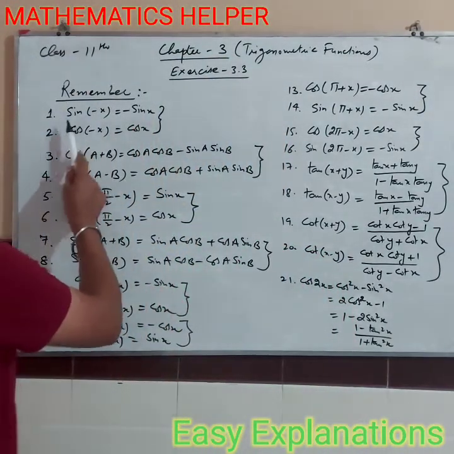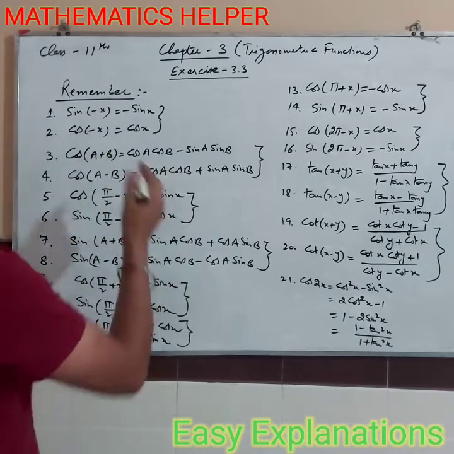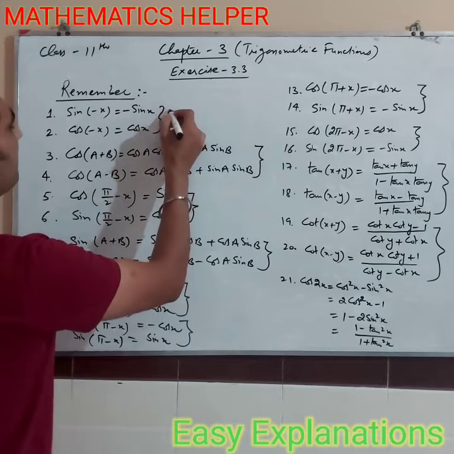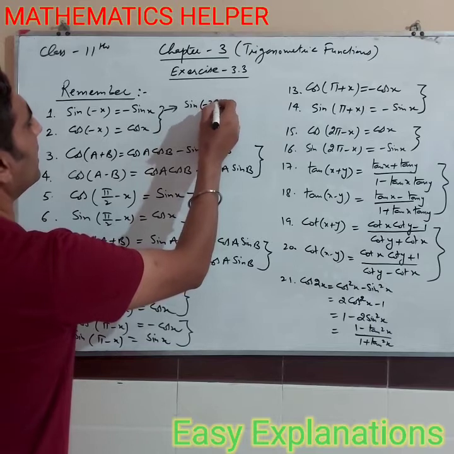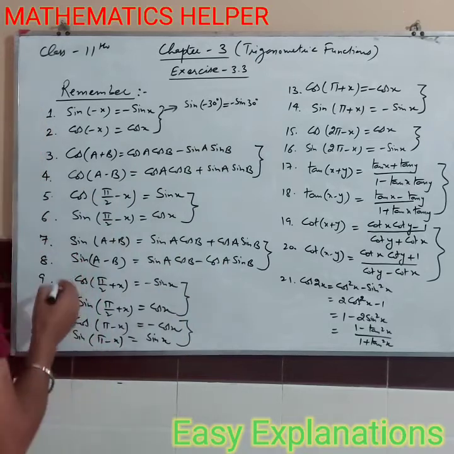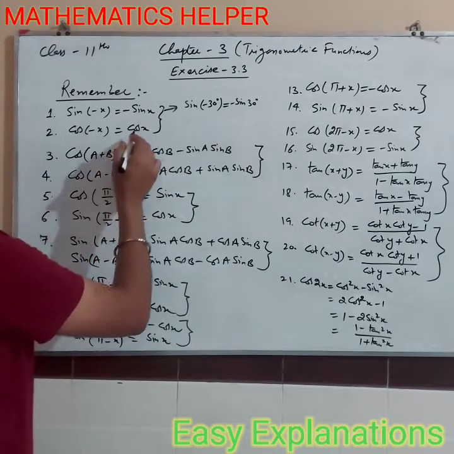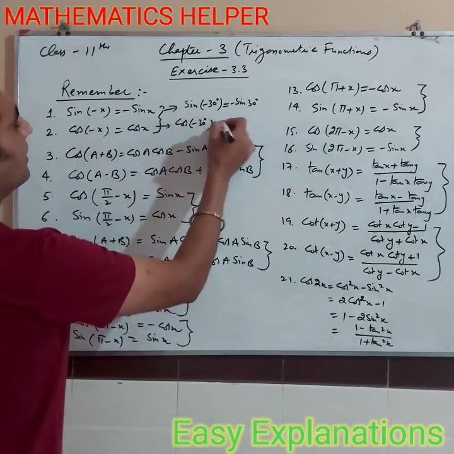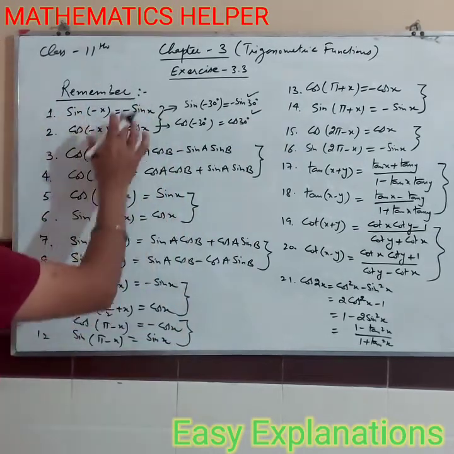First one, we have the identity sine of minus x. Remember students, sine of the negative of an angle will be the negative of sine of that angle. For example, if we have sine of minus 30 degrees, you can write it as minus sine 30 degrees. Similarly, we have another formula for cos. Cos of the negative of an angle x is cos x only. For example, if you have cos of minus 30 degrees, you can write it as cos 30 degrees. So they are two examples. Remember these, they are in pairs.